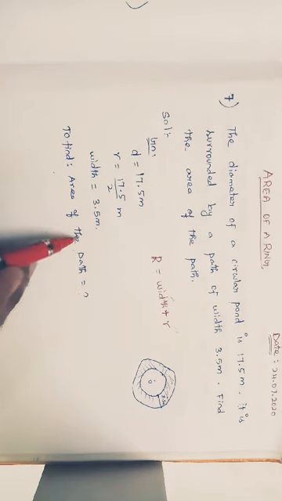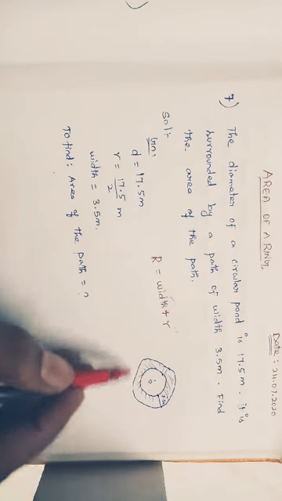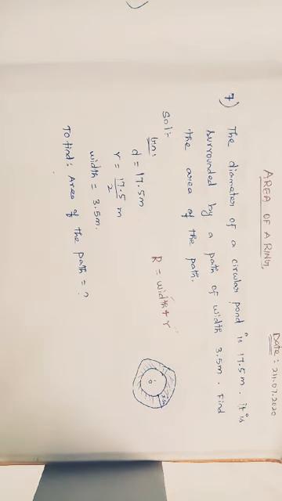What is the shape of the path? It's nothing but a ring. So by using the area of a ring formula, we can find the area of the path.